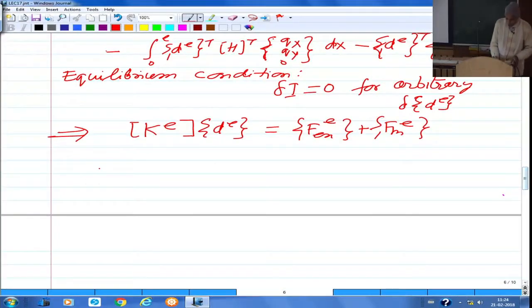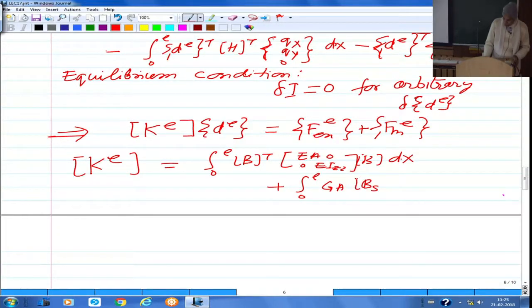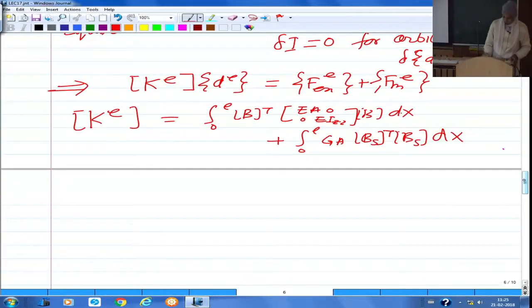And now if you individually look at this, KE will be coming from two terms. So one is integral 0 to L B transpose, and then this matrix EA0 cross sectional stiffness properties EZZ into B dx, and plus the second term is integral 0 to L GA into BS transpose into BS into dx. So now your stiffness is consisting of two. This is because of axial and bending rotation, and this is because of the transverse shear, these stiffnesses.